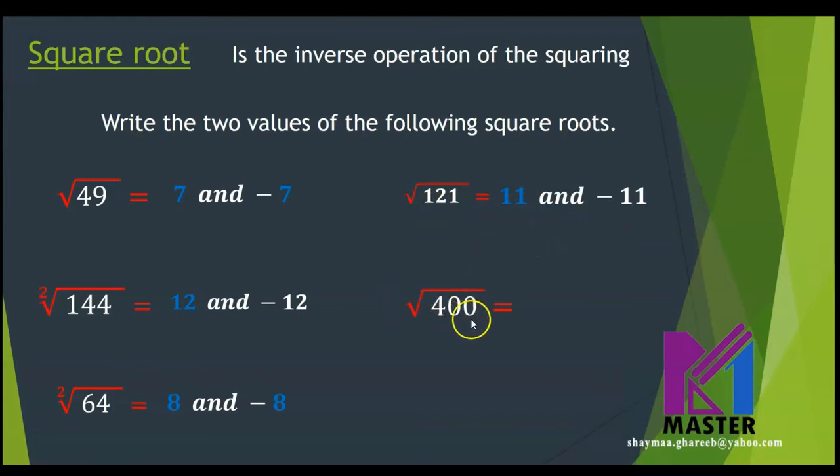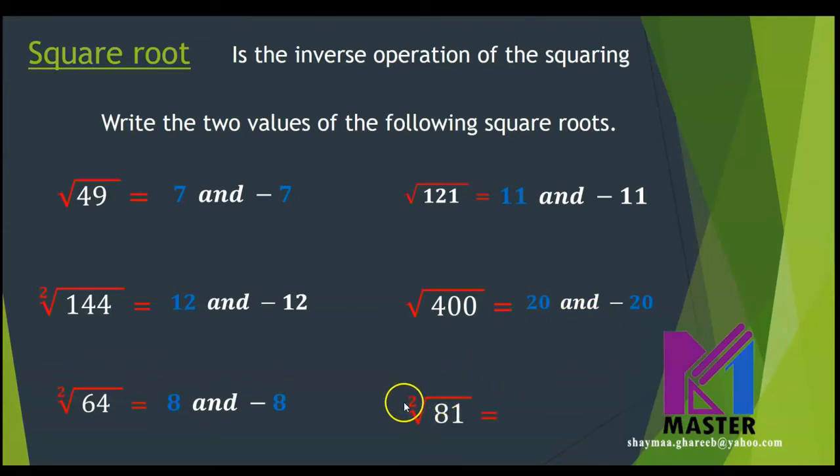What about square root of 400? What do you think? I want you to think of this one. This is number 4, right? And number 4 is a square number of number 2. But this is 400. So the answer will be 200. What do you think? Is 200 times 200 gives 400? No. Think again. It is 20. 20 times 20 gives 400. So the answer will be 20 and negative 20.